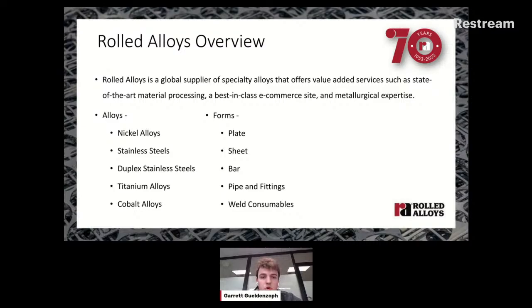Rolled Alloys overview. We are a global supplier on the specialty alloy side of things. We offer state-of-the-art material processing, a best-in-class e-commerce site, and metallurgical expertise, who is speaking with you today. We offer grades of alloys such as nickel alloys, stainless steels, duplex, titanium, and cobalt, in a various range of forms: plate, sheet, and bar, and others.